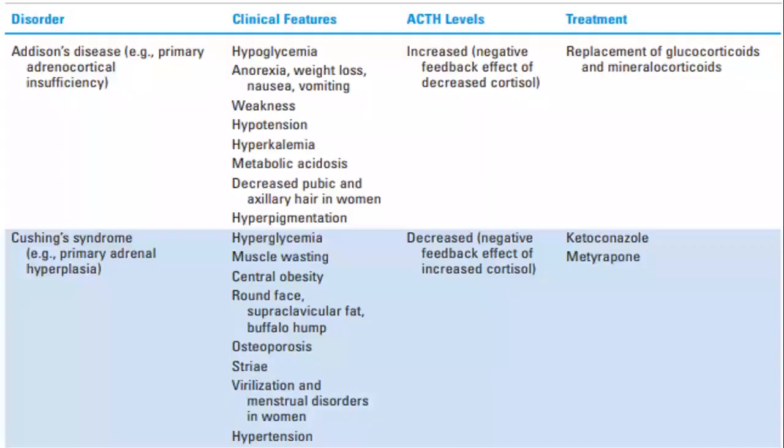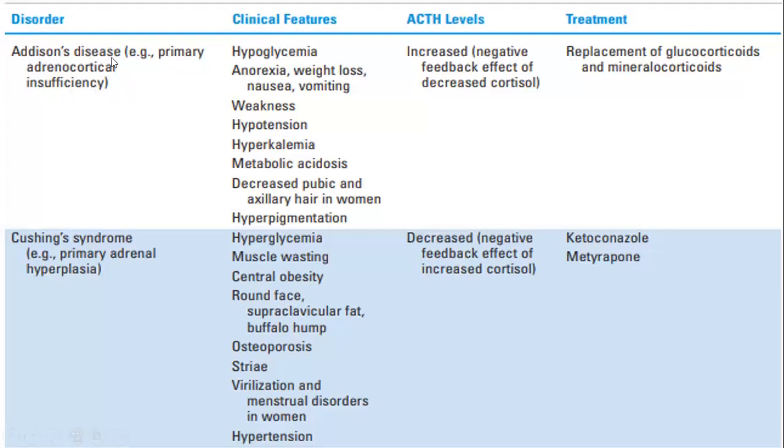So let's discuss now the different disorders related to the adrenal cortex. So the next two slides will show you a table summarizing, tabulating the different features and recommended treatment for these disorders related to the adrenal cortex. So let's start with what we call adrenocortical insufficiency, okay? Or primary adrenocortical insufficiency, also known as Addison's disease.